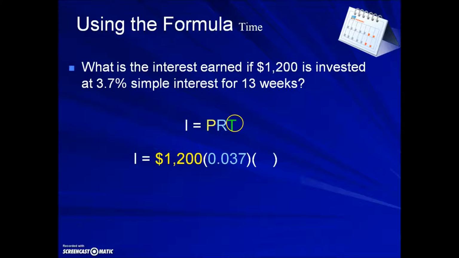And this one also has special handling. Our time is not in years, it's in weeks. So what portion of a year is 13 weeks? Since there's 52 weeks in a year, we'll express the time of this investment as 13 over 52. Again, you have a choice of using your fraction key or multiplying principal times rate, multiplying that by 13 and dividing it by 52 to give us an interest amount of $11.10.